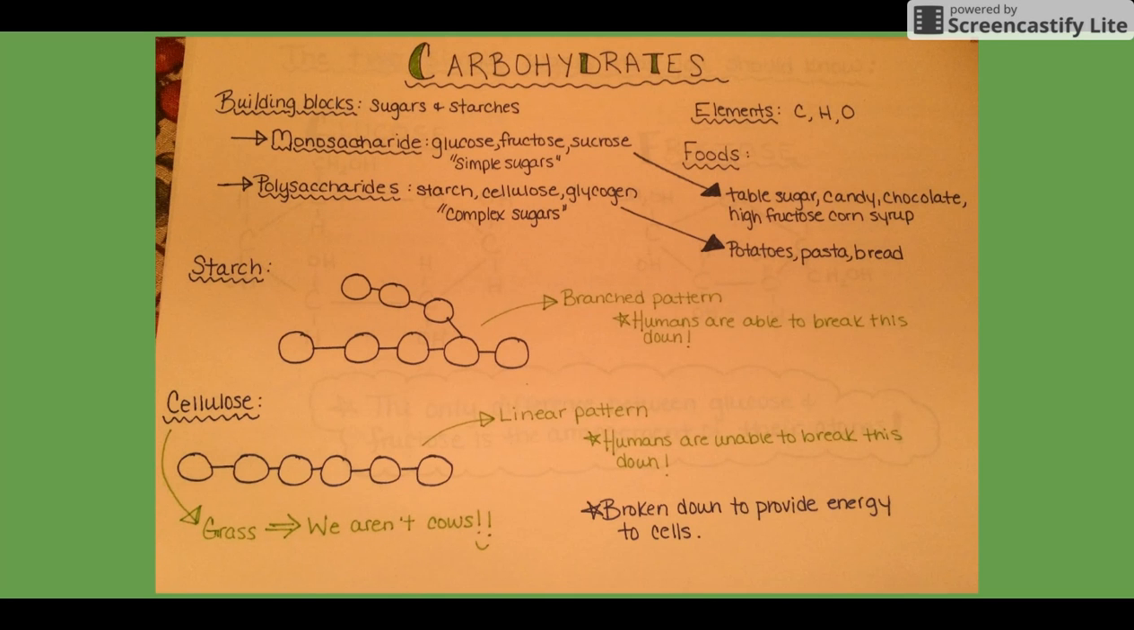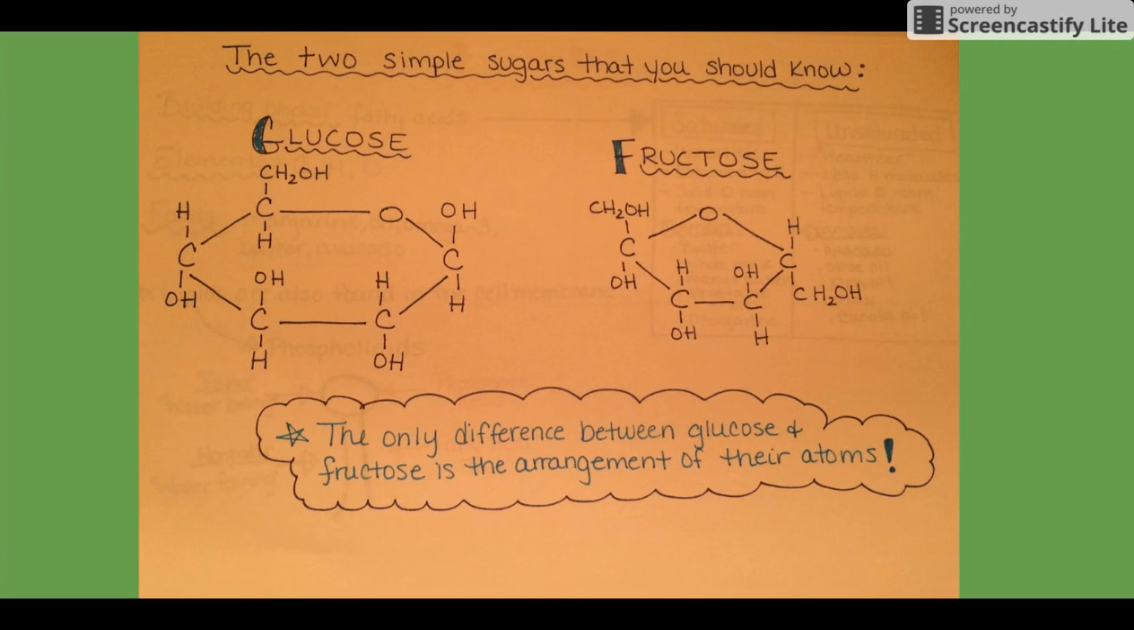Cows have multiple stomachs so that they can break that down. But we are able to break down starch, which has more of a branched pattern like this. So we're able to break this bond right here, and we can actually then utilize that starch. So two simple sugars that I'd like you to know the basic structure of, maybe, or just be able to know why they're different from one another.